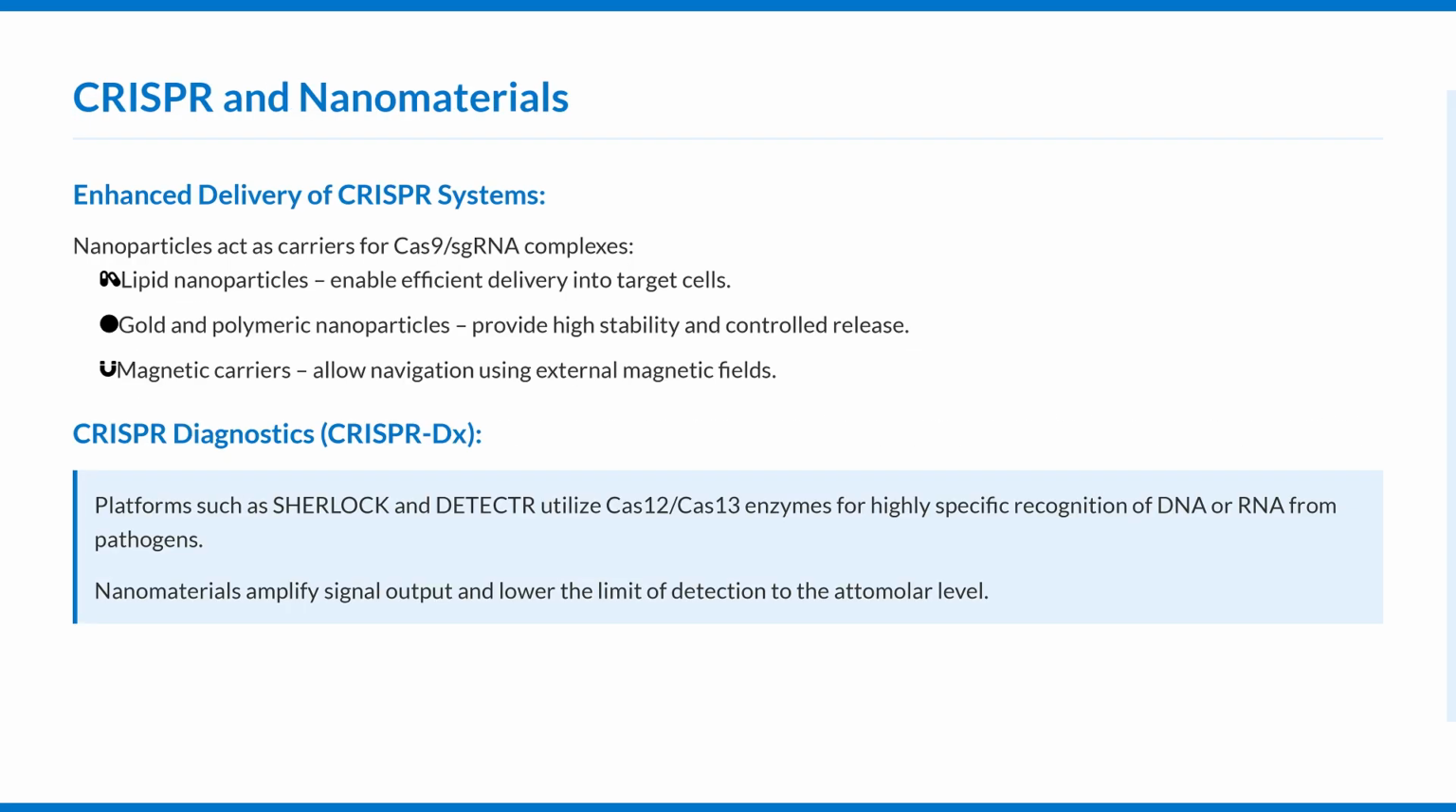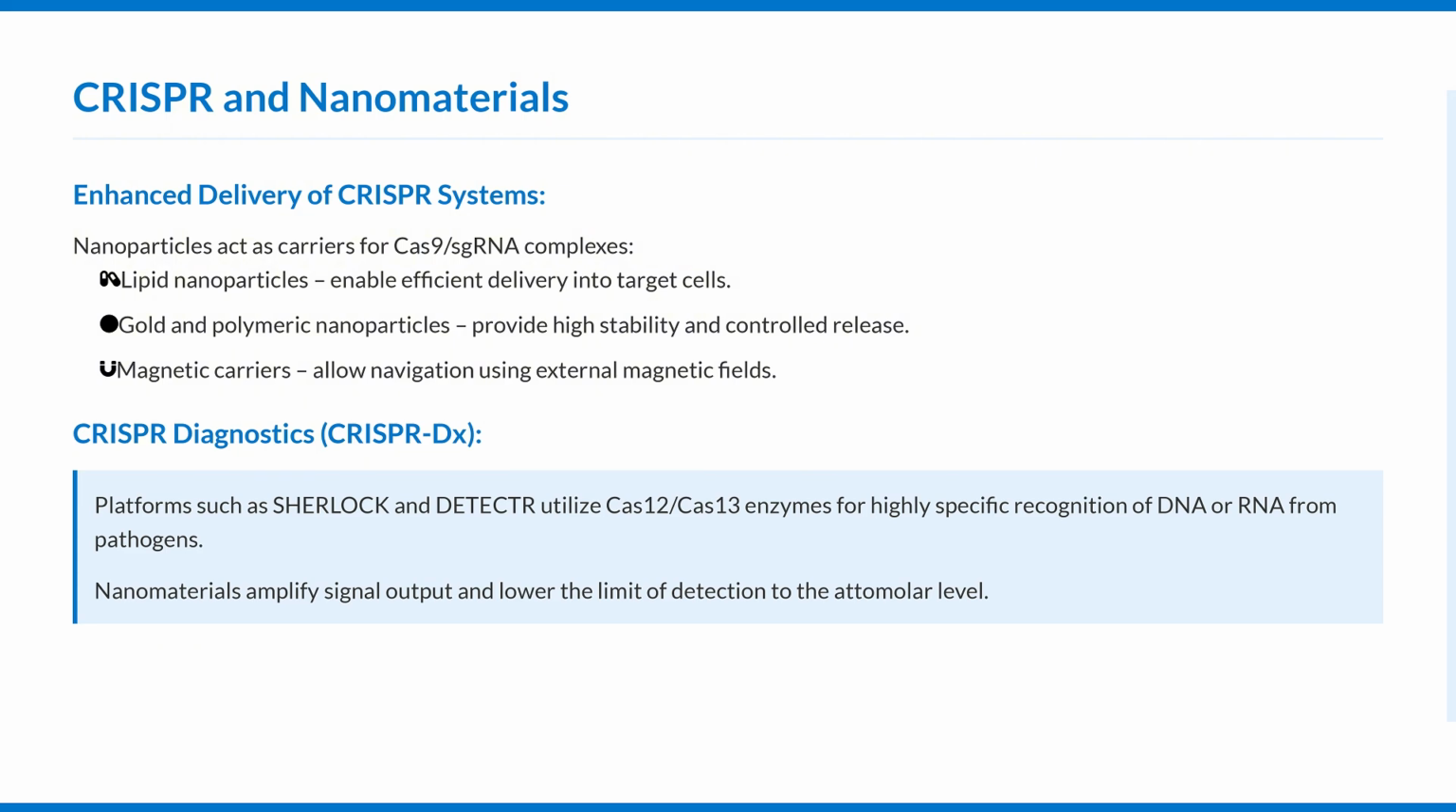CRISPR and nanomaterials. Enhanced delivery of CRISPR systems. Nanoparticles act as carriers for Cas9 or gRNA complexes. Lipid nanoparticles enable efficient delivery into target cells. Gold and polymeric nanoparticles provide high stability and controlled release. Magnetic carriers allow navigation using external magnetic fields.